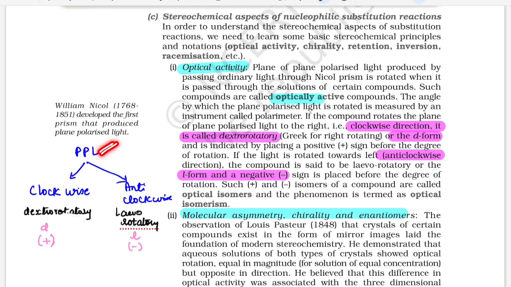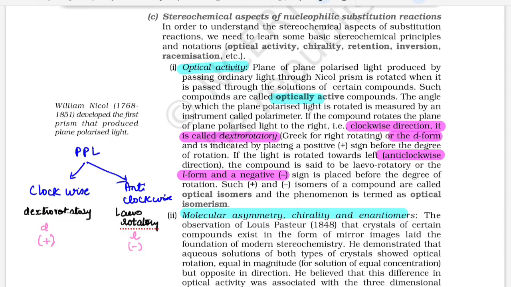If plane polarized light is rotated in the anti-clockwise direction, then it is called levorotatory, and you represent it as small l or minus in brackets. Here you can see the plane of polarized light, produced by passing ordinary light through a Nicol prism, is rotated when it is passed through the solution of certain compounds. Such compounds are called optically active. If it is rotated in the clockwise direction, it is called dextrorotatory.